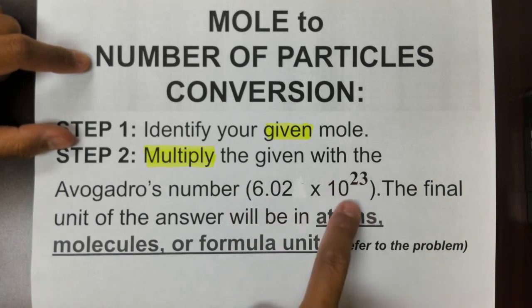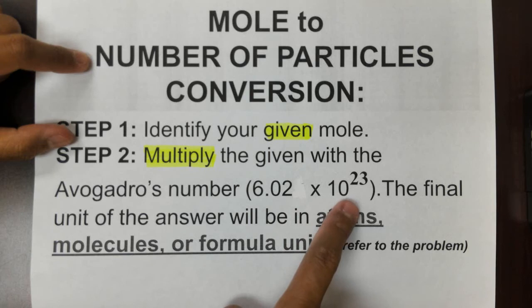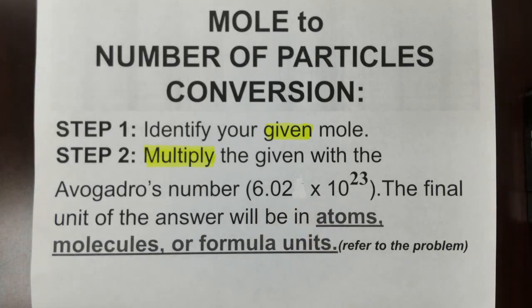This number gives us the number of particles in 1 mole of any given substance. So the 6.02 times 10 to the 23 is a fixed value of a mole. And the other name for this value is the Avogadro's number. So for today, we're going to get the number of particles with a given mole in a certain problem.